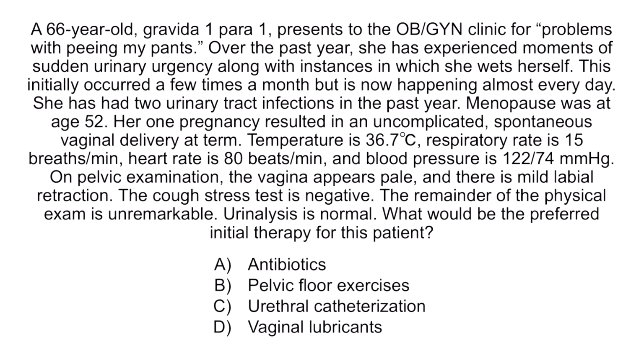Temperature is 36.7 degrees Celsius. Respiratory rate is 15. Heart rate is 80, and blood pressure is 122/74. On pelvic examination, the vagina appears pale, and there is mild labial retraction. The cough stress test is negative. The remainder of the physical exam is unremarkable, and urinalysis is normal. What would be the preferred initial therapy for this patient?